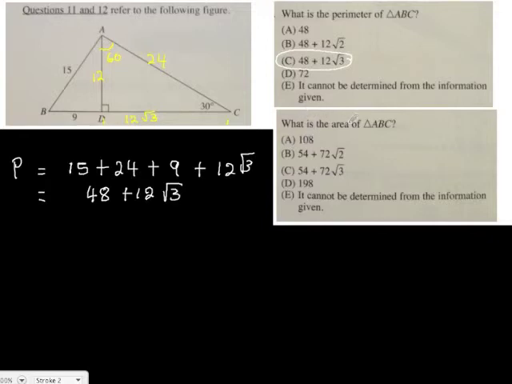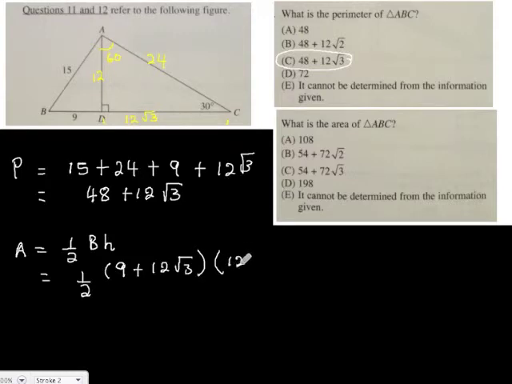For the next one, what is the area? Again, the area of the triangle is equal to a half base length times the height, which is a half times the base length, 9 plus 12 root 3, and the height, as we know, is 12. Let's reduce this to 6, and we can distribute the 6. 6 nines are 54 plus 6 twelves are 72 root 3, and the final answer again is C.